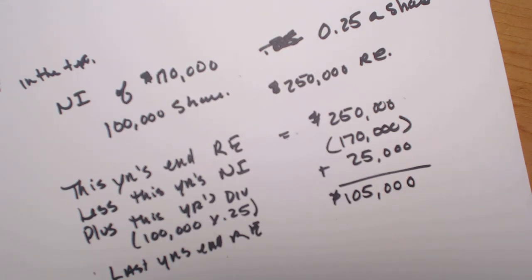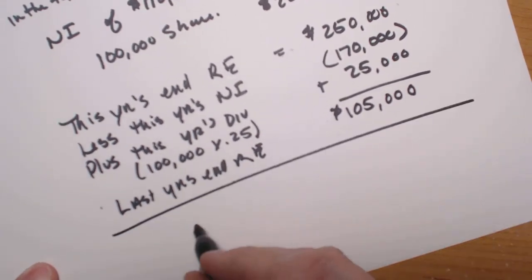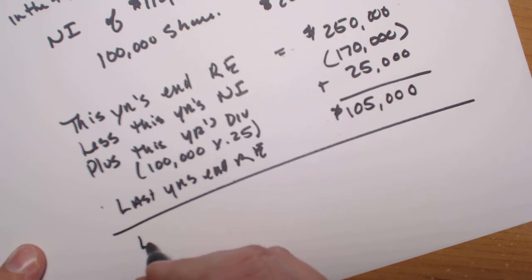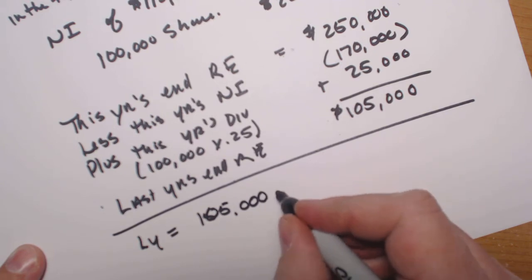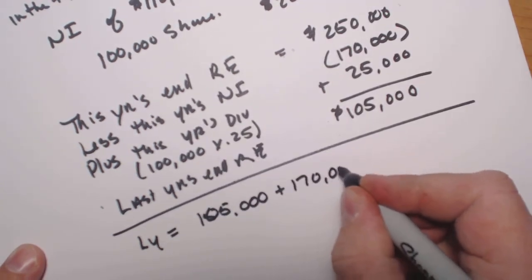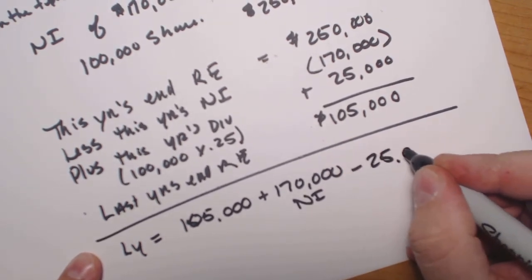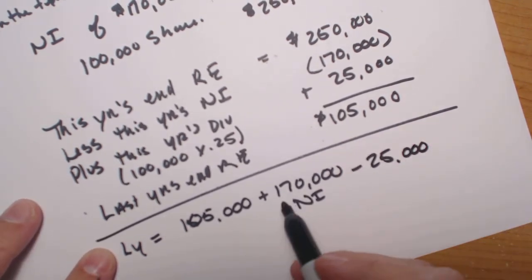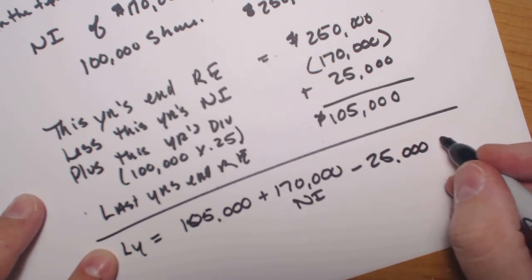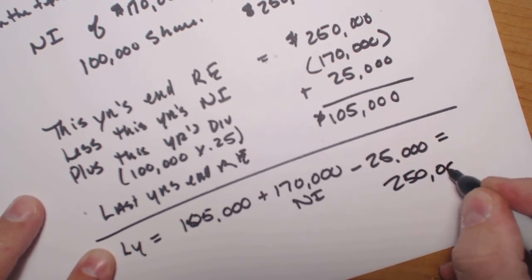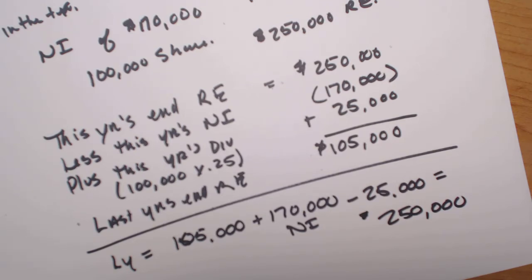Now, if you want to work this problem backwards, this is relatively simple. If you're working this backwards, last year we started with $105,000 plus $170,000 for NI, net income, minus 25,000, which would be 275 minus 25. Okay, so then that would equal $250,000 in the bank this year. That's how you would do it. So this is problem number 17 in the textbook.